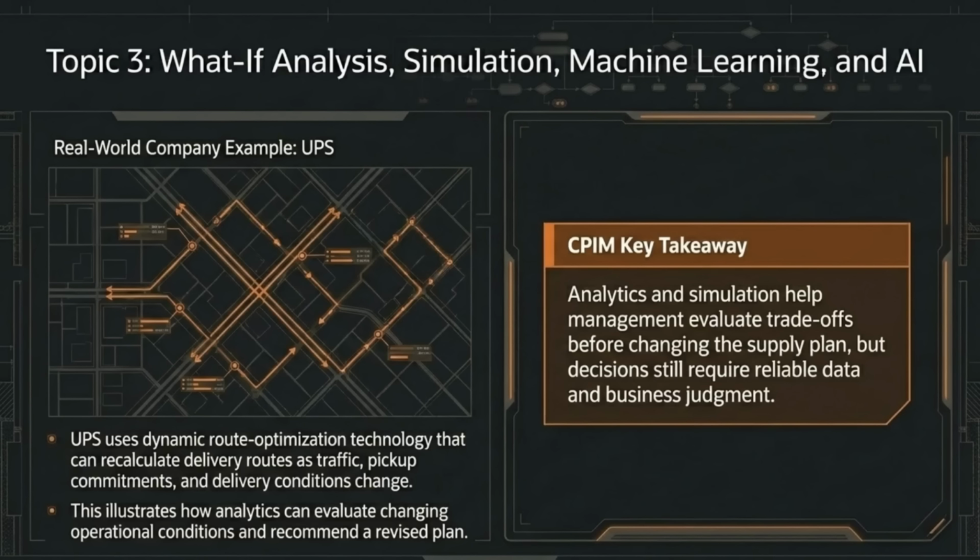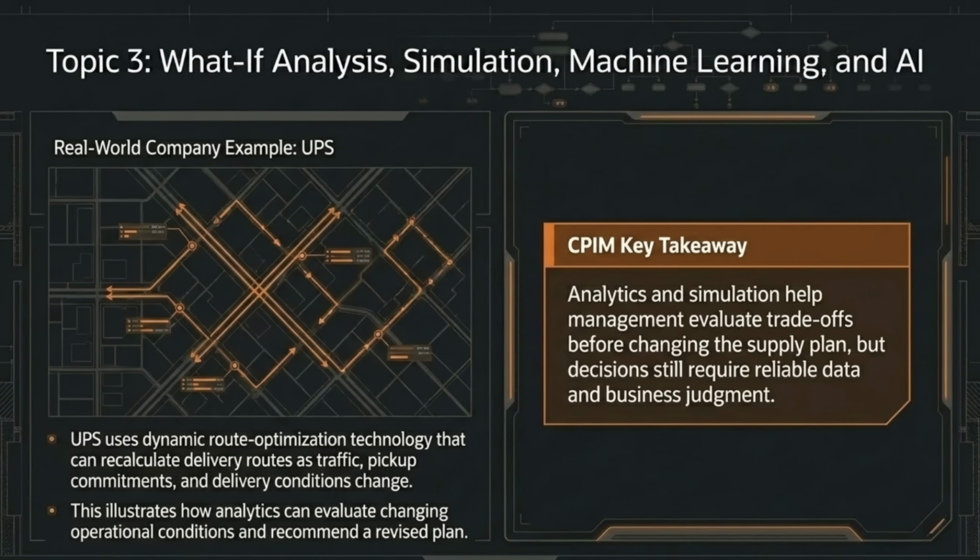Real-world company example. UPS. UPS uses dynamic route optimization technology that can recalculate delivery routes as traffic, pickup commitments, and delivery conditions change. This illustrates how analytics can evaluate changing operational conditions and recommend a revised plan.